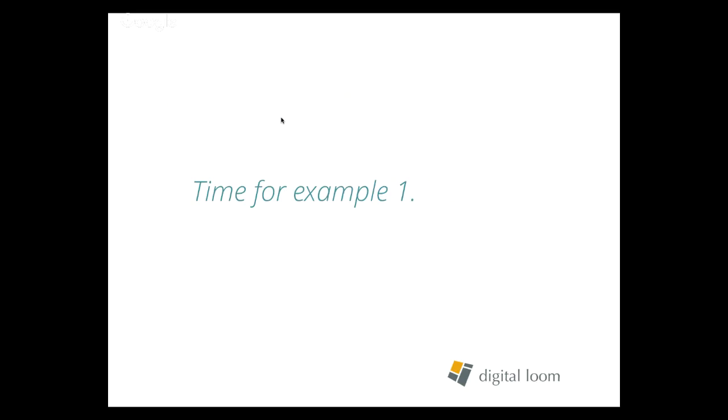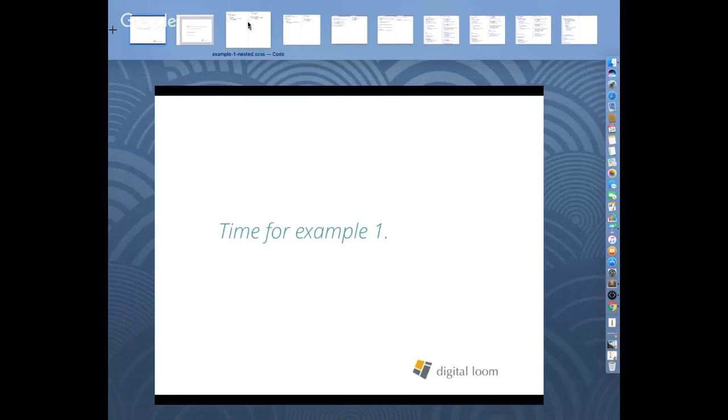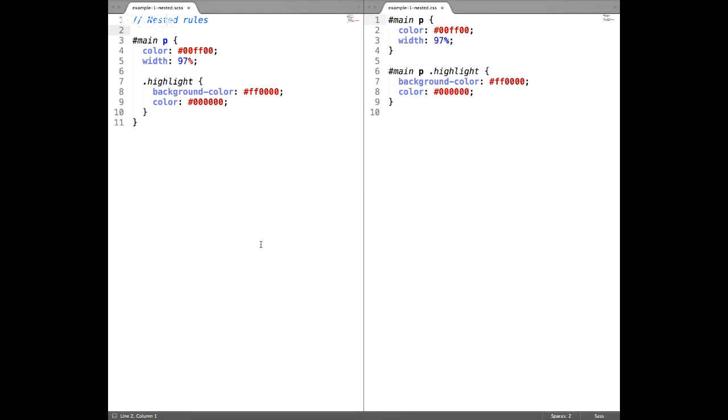Yes, it is time for example one. So let me see if I can pull it up correctly. This is an example of what Sass can do for you. I mentioned nested styles before. So this would not be valid CSS, because there's stuff inside that first set of curly braces that would never appear in CSS.